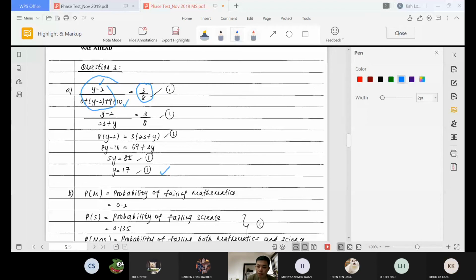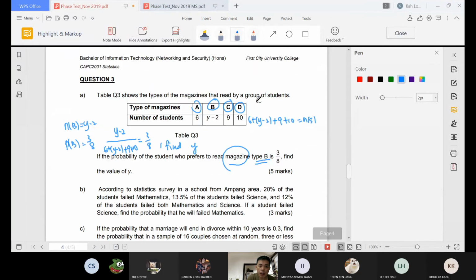Why is it n(B)? I thought it's n(A) over n(S). B is the number of students who read magazine type B. Oh, it's just the unknown. Okay, you see, students who prefer to read magazine type B, so it's n(B) over n(S), and n(B) itself is Y minus 2. Clear? Yeah, clear. So the probability itself is 3/8. How about Norman? Is it clear for you? Okay, now put down your hand.